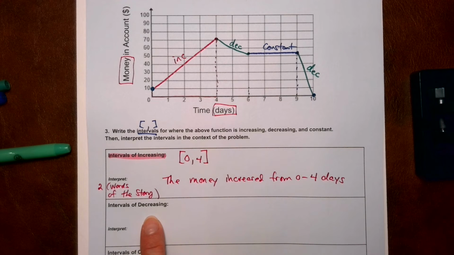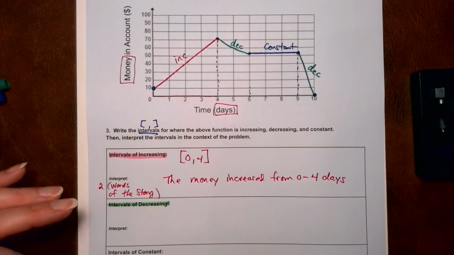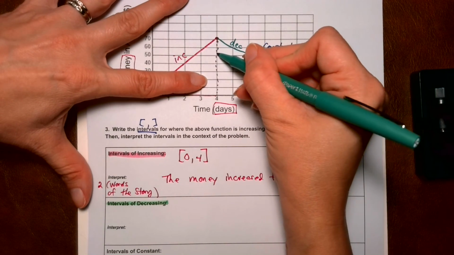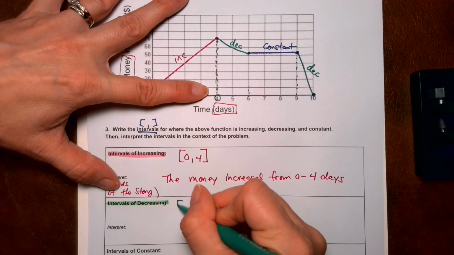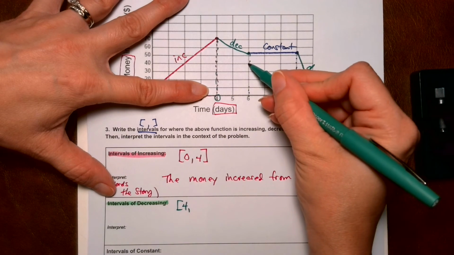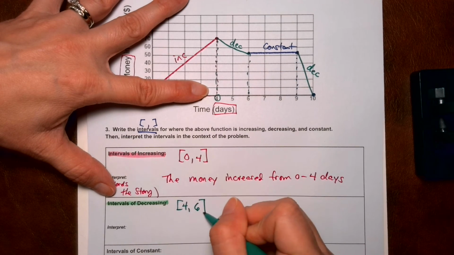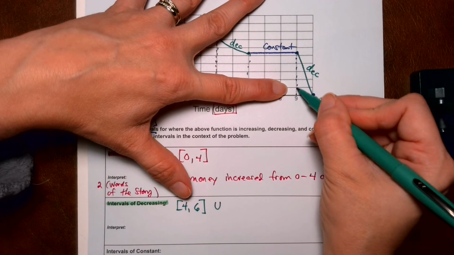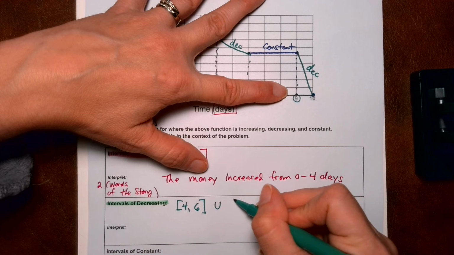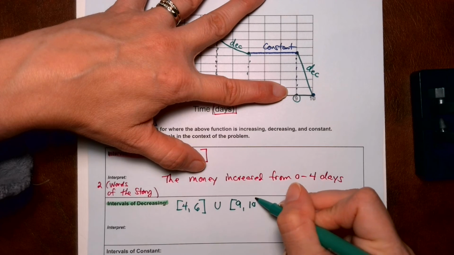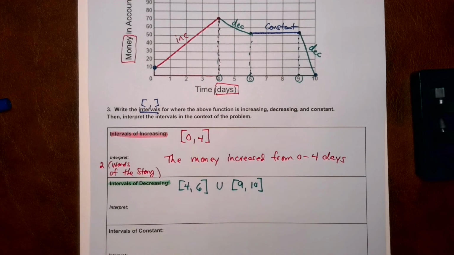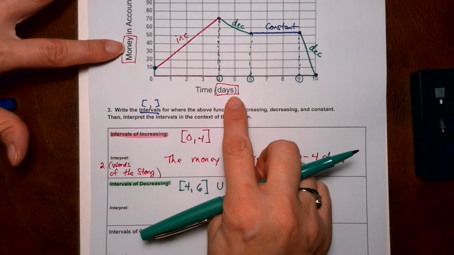Where was it decreasing? Okay, decreasing was green, right? Where is it going down? This first section right here starts at 4. So from 4 until 6, brackets. Okay, and union, and there's one more piece right here that starts at 9, brackets, until 10. Okay, so that's the interval, but now we have to interpret. I have to use both of these words.